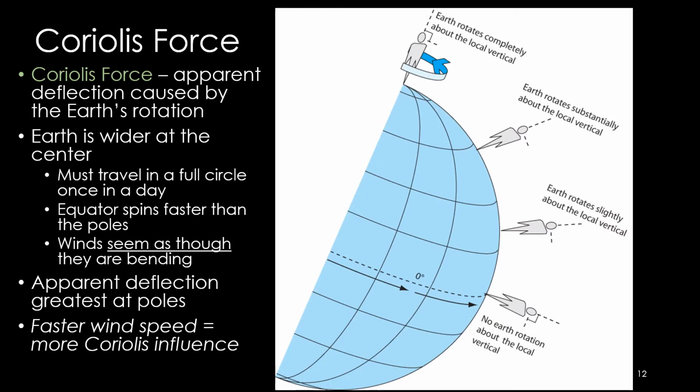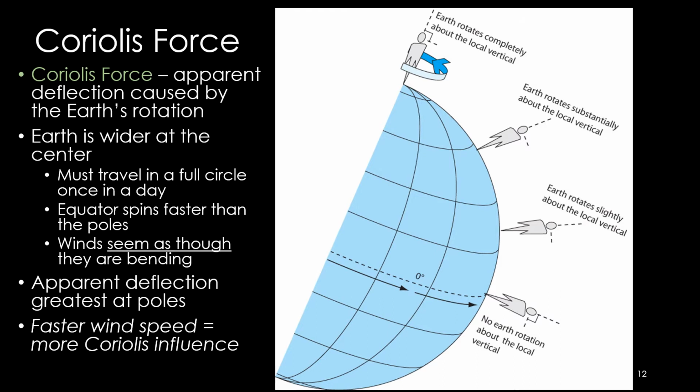Winds are also influenced by what's called the Coriolis force. The Coriolis force is the apparent deflection of wind caused by the Earth's rotation. It's important to note that wind doesn't just take a right or left turn, it just seems like it's taking a turn because the Earth is circular and it's rotating. So let's look at this in a little bit more detail.